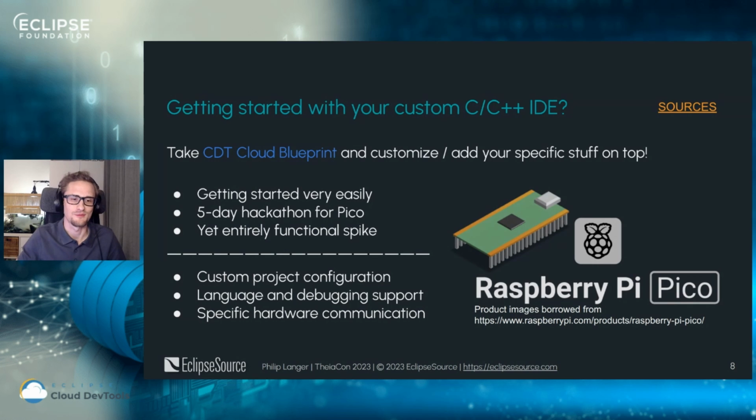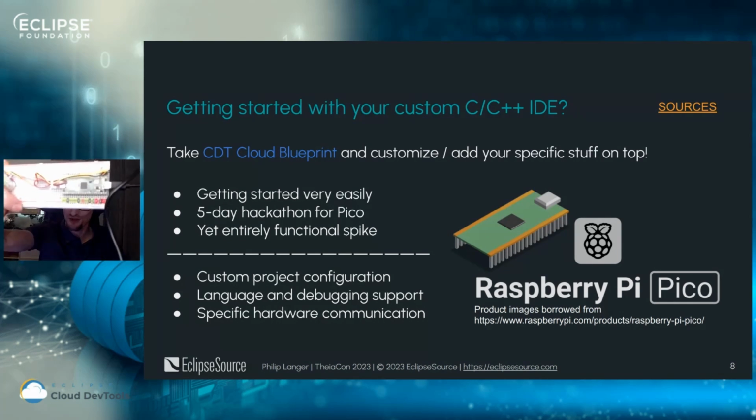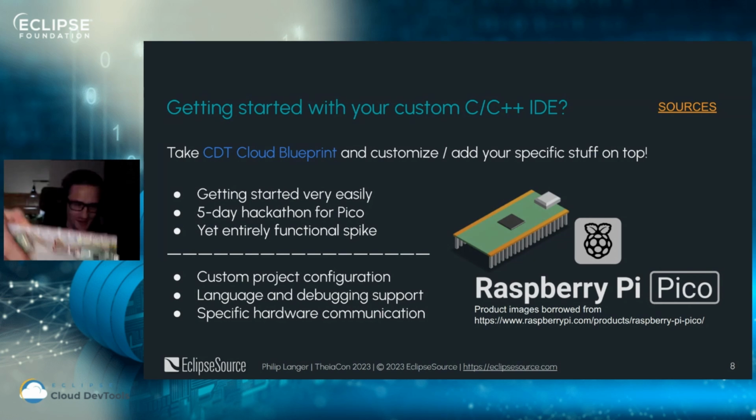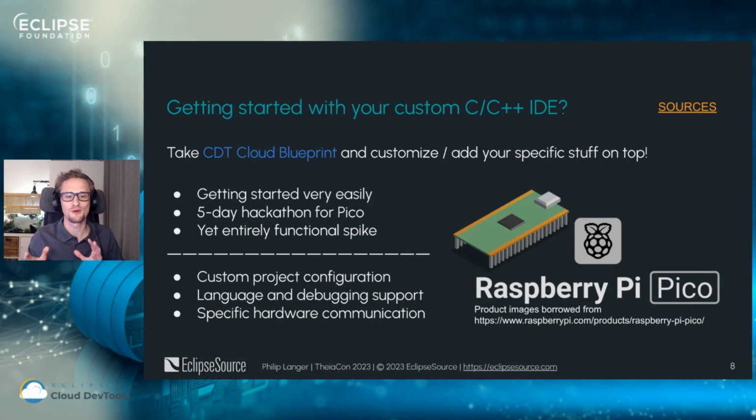In a team event that we did a couple of months or even one year ago in our company, we did a 5-day hackathon where we wanted to test how easy it is to build a tool based on CDT Cloud Blueprint for a specific hardware. And as hardware, we chose the Raspberry Pi Pico because it's easily available and very nice to use. And we just wanted to know how it feels. So that's why we all bought such a thing, which I show you here. It's already blinking.